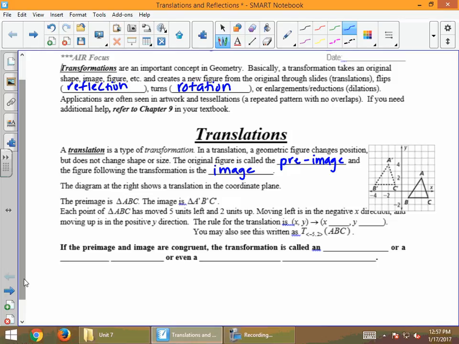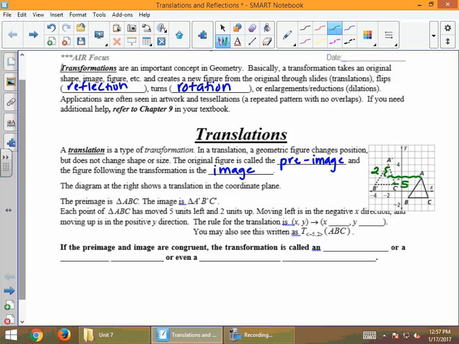We can write rules, or you're going to be given rules for different transformations. To write a rule for this one, okay? We know we went left 5 and up 2. If we went to the left, what sign do you think 5 is going to have? Negative. Left is going to be negative. Okay, so that's technically a negative 5. We went up 2, so that's going to be what? Positive. Good. The left and down are negative, right and up are going to be positive.